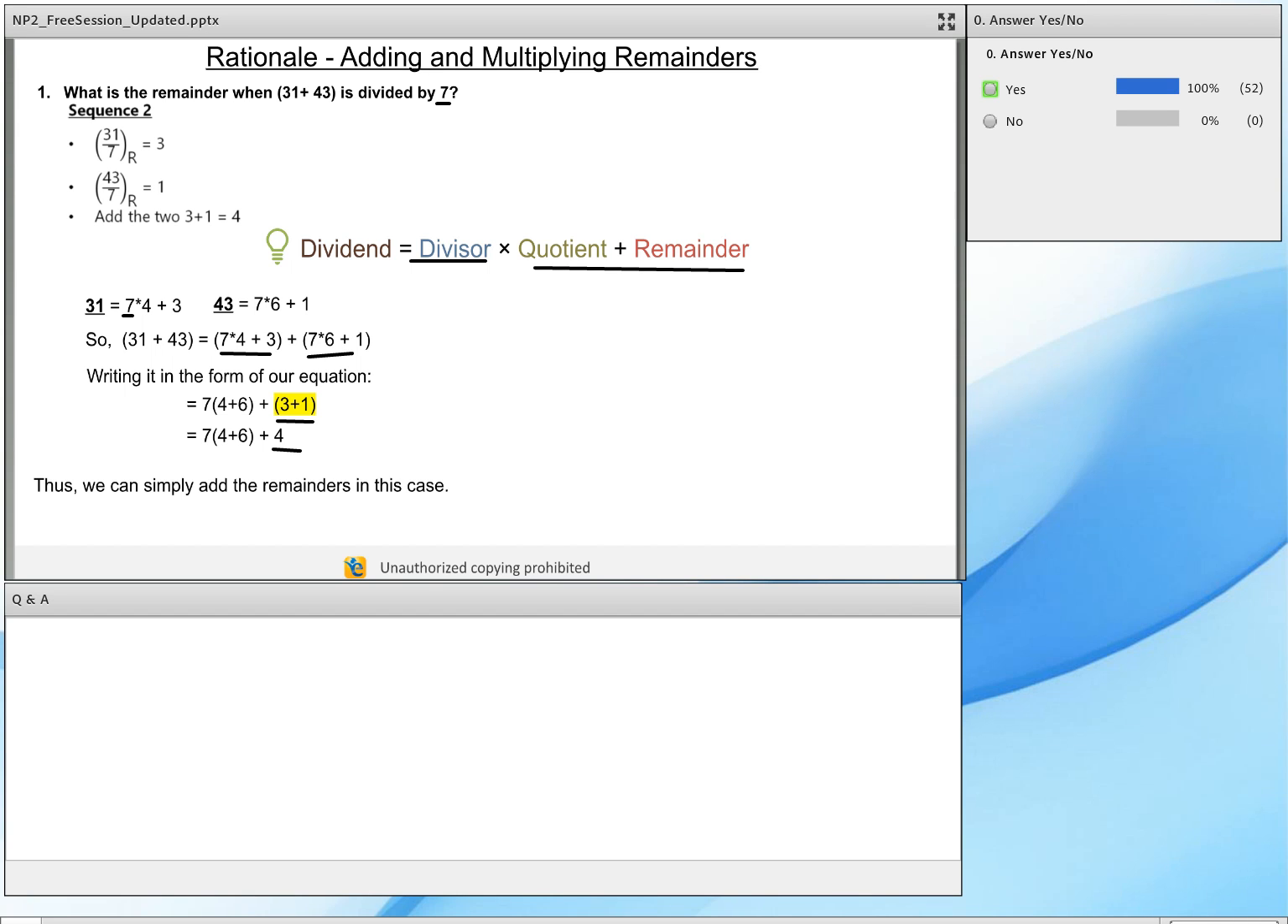All right. Now let's see how we can extend this to the product. Okay. So again, remember, what did we say earlier? When you want to find the remainder of a product of two numbers, which is 31 times 43 in this case, you can find the remainder of individual numbers, and then you can multiply the two remainders to get the remainder of the product.